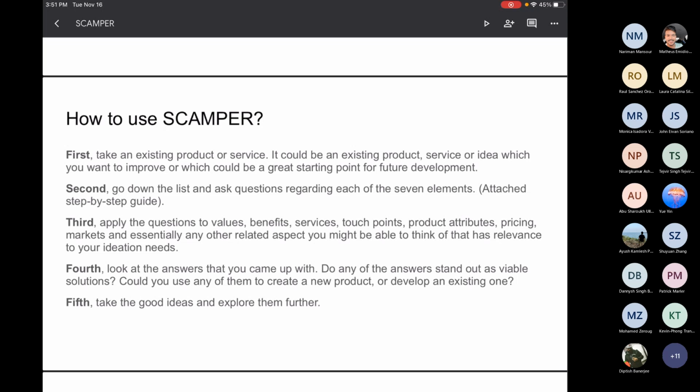You have a document where you have a list of questions for each element of the SCAMPER. So you can go through all of these questions one by one. You dedicate time, you focus your time. Let's say half an hour a session only on eliminate, and then another one on, let's say, combine, and you go through the questions and you generate all the ideas.